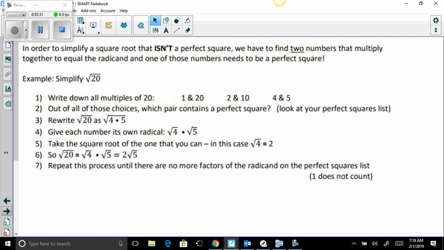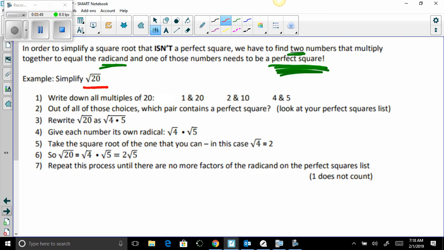Right, in order to simplify a square root that isn't a perfect square, we have to find two numbers that multiply together to equal the number under the radical, or the radicand. And one of those numbers needs to be a perfect square. So if I look at the square root of 20, what are some of the multiples of 20? Write down your multiples. I got 1 times 20, 2 times 10, 4 times 5. Out of all those choices, which pair contains a perfect square? Very good. This last one has a perfect square.